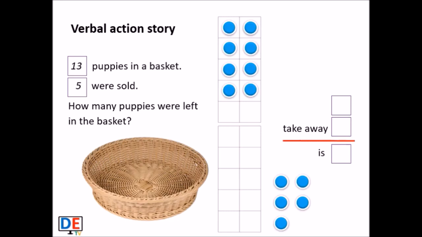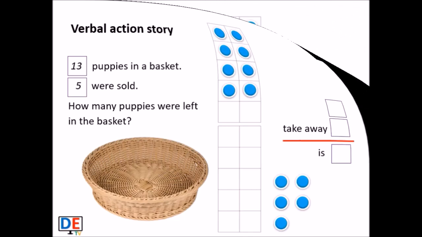Now read the completed verbal action story. 13 puppies in a basket. 5 were sold. How many puppies were left in the basket? Count the number of counters left on the 10 frames. 1, 2, 3, 4, 5, 6, 7, 8. There were 8 puppies left in the basket.